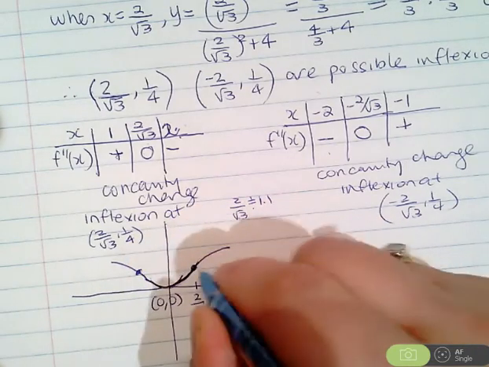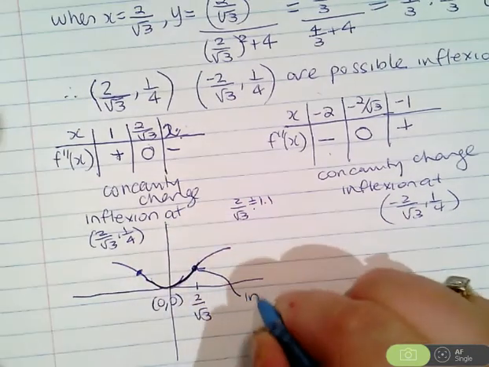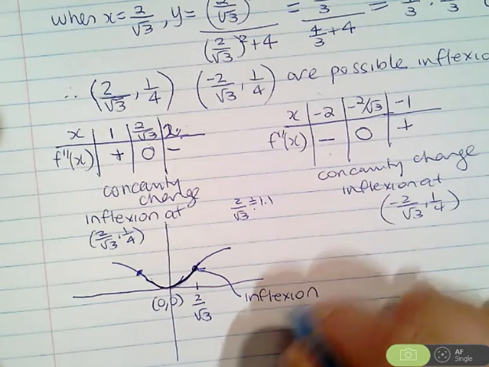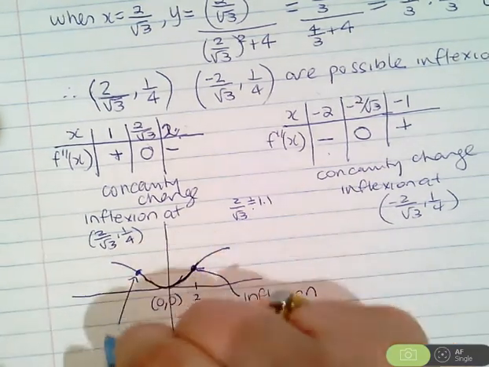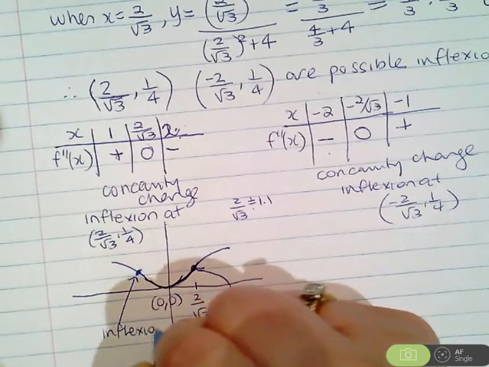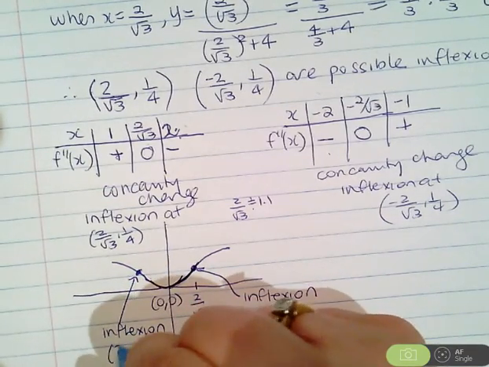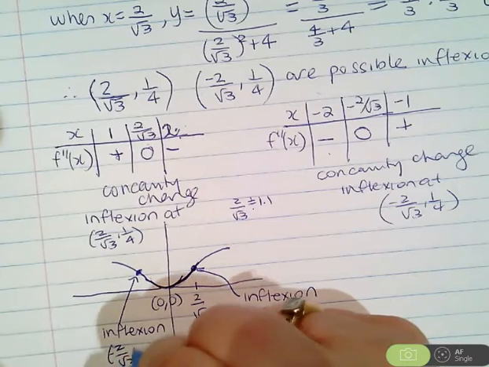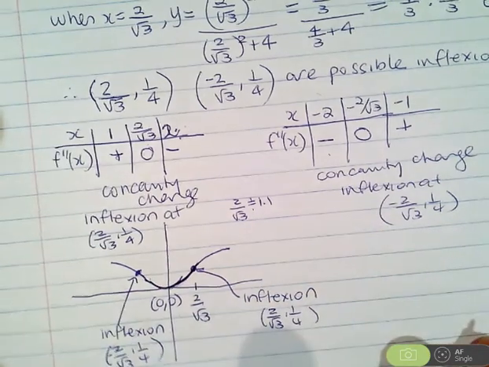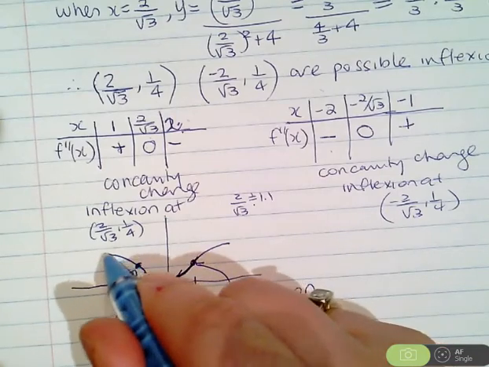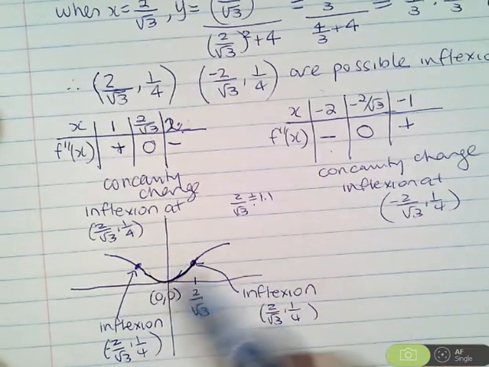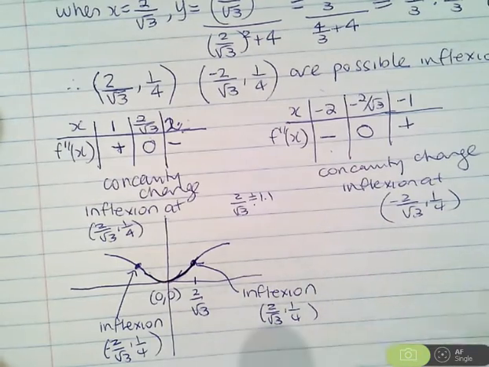So these are our inflections here. I've got an inflection at 2 over root 3, 1/4. Again here, I've got an inflection at negative 2 on root 3, 1/4. Now, the only thing that's missing is what happens to my curve. Now, it's concave down, it's coming like this. What happens to my curve as x gets quite large?